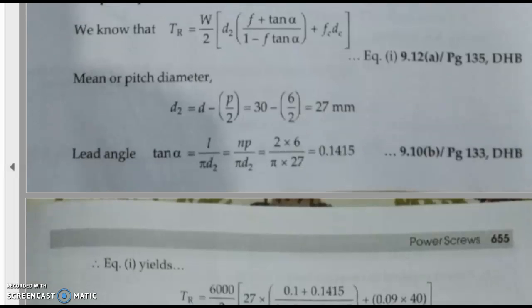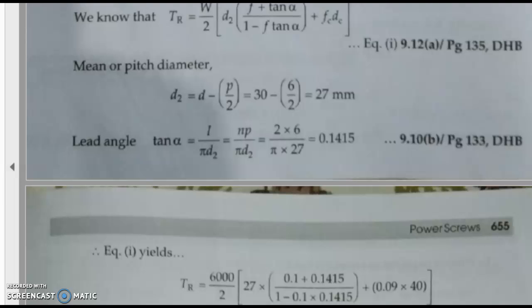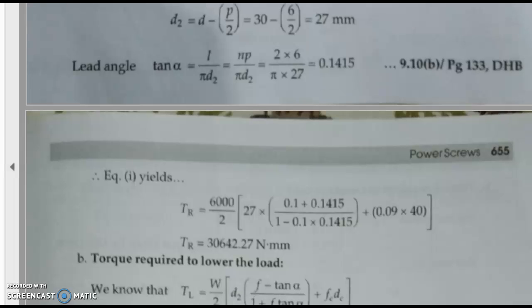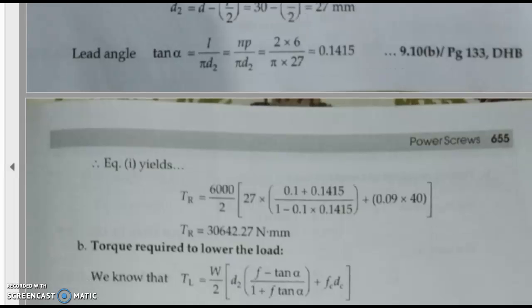We can substitute all these values in the above equation for TR, then we will get the value of TR, that is equal to 30,642.27 Newton millimeter.